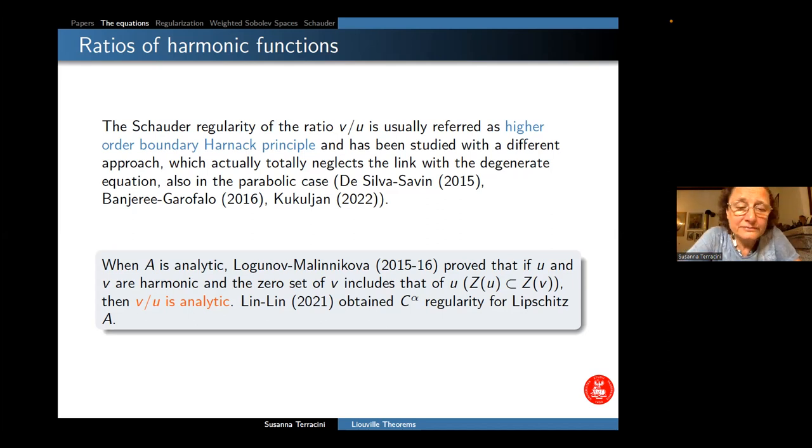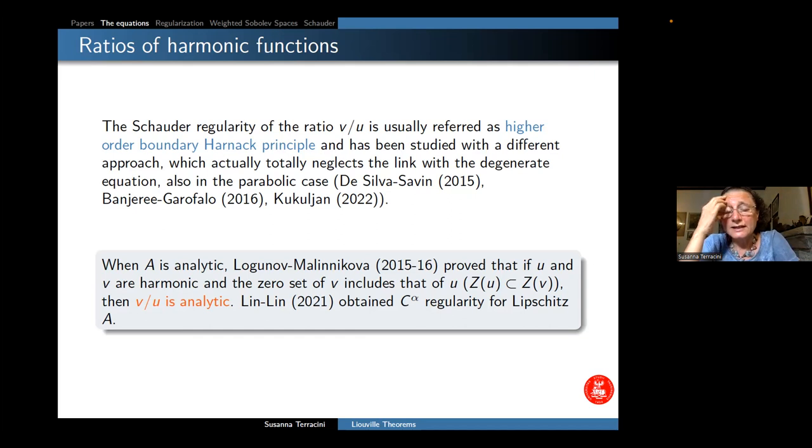And there is also another link to the literature, which is the following. When A is analytic, and we take two functions, they actually consider harmonic functions, but this can be easily extended to solutions to general divergence equations in the analytic case. So now you consider two solutions in an open set, U and V, which are harmonic, and the zero set of V includes that of U. So whenever U vanishes, also V vanishes. Then in these remarkable papers, Logunov and Mangoubi proved that the ratio V over U is analytic.